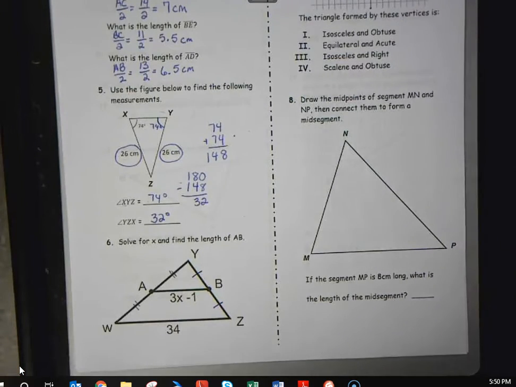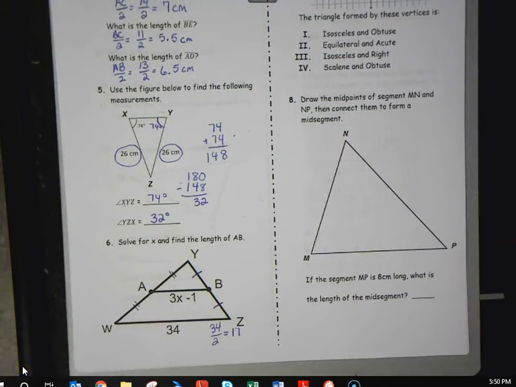Now, finding the length of AB is probably easy enough. All we have to do is take 34 and divide it by 2. So let's do that first. What is 34 divided by 2? If you got 17, good job. 34 divided by 2 is 17. So now we know the length of AB.